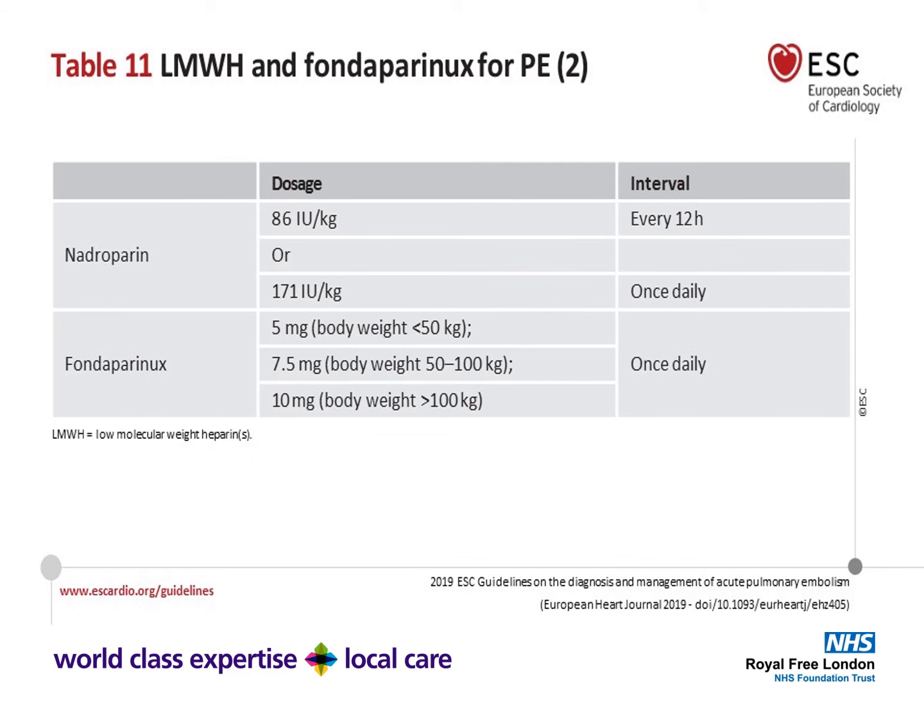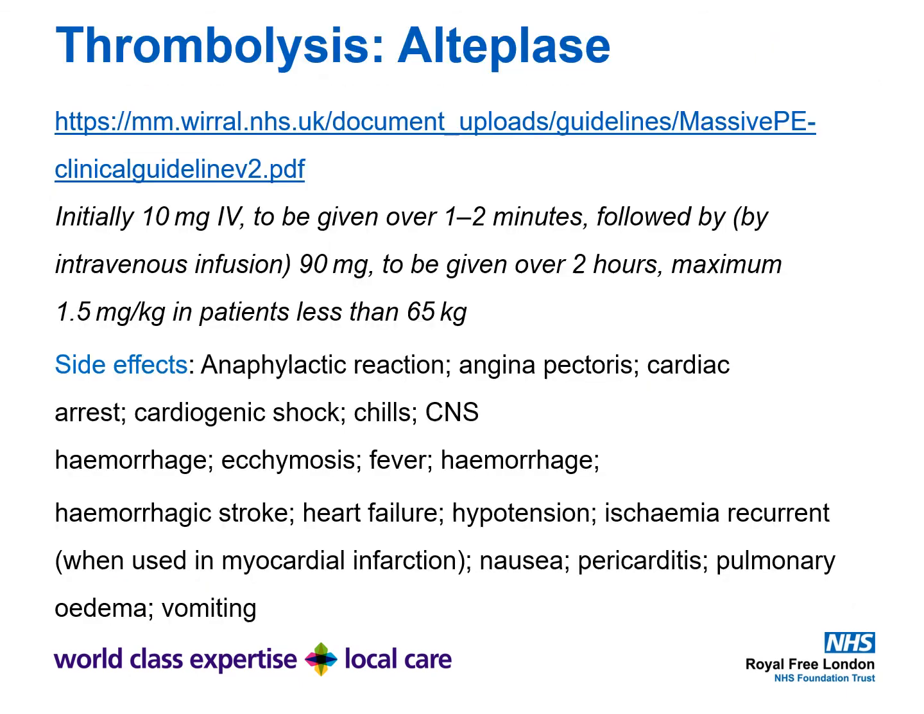And these are other ones that are used. Nadroparin and fondaparinux are rarely used for treating PE in the United Kingdom. If you are worried that your patient has massive PE and shows haemodynamic instability, then we should be considering thrombolysis therapy. At the top of the page here, there is a link to one of the trusts I used to work in up in the Wirral, which has guidelines for treating massive PE with thrombolysis. In summary, the dose as per the BNF is initially 10 milligrams IV over a couple of minutes and then followed by an intravenous infusion.